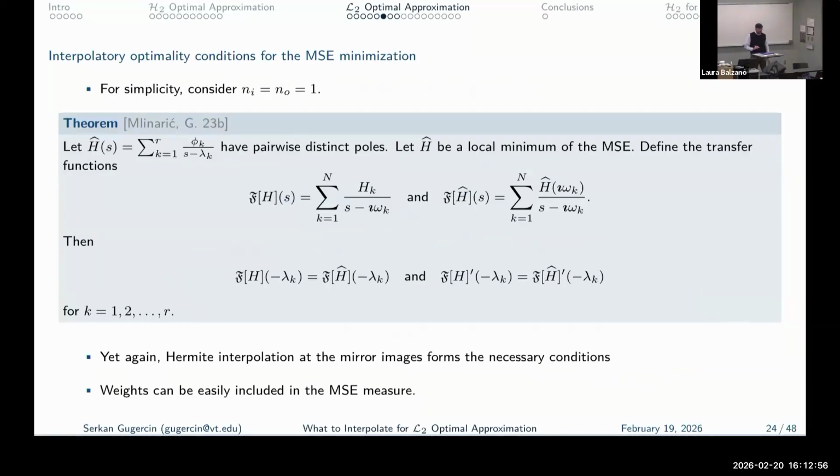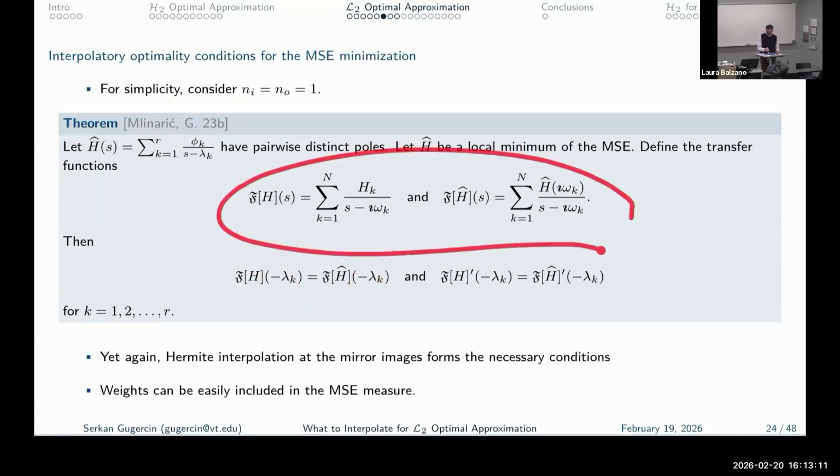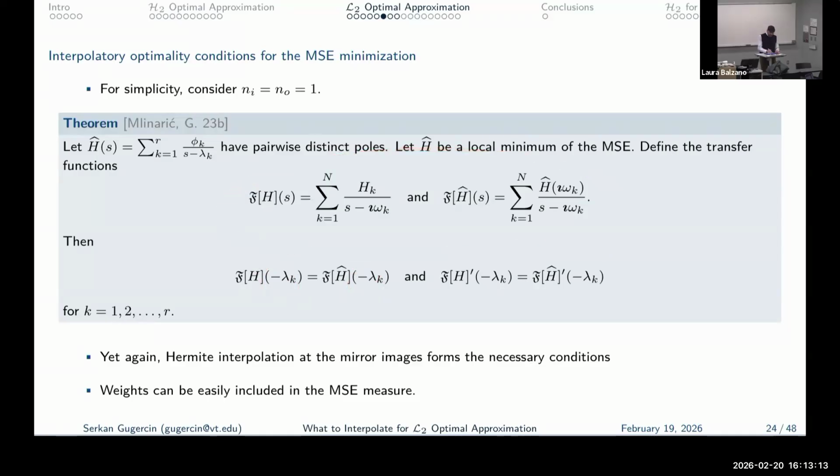Then it turns out that this reduced transfer function should enforce Hermite interpolation once again at the mirror images. What has changed? The function we have to interpolate. So this is the modified function.